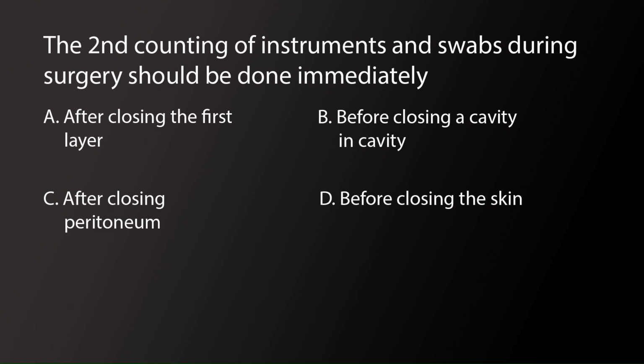Next question. The second counting of instruments and swabs during surgery should be done immediately: Option A, after closing the first layer. Option B, before closing a cavity. Option C, after closing the peritoneum. Option D, before closing the skin. The correct answer is Option B, before closing a cavity.